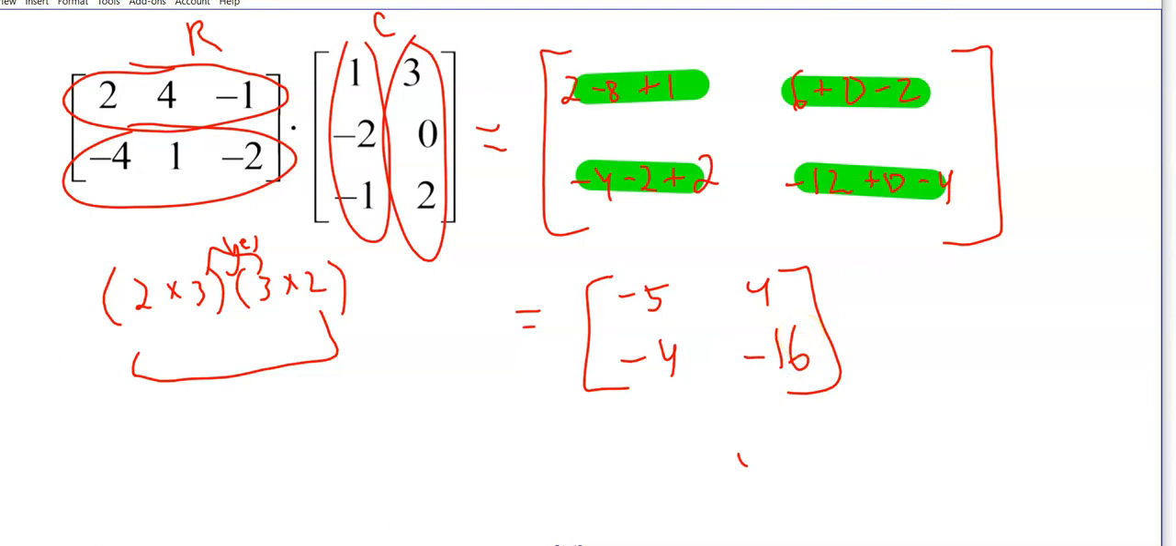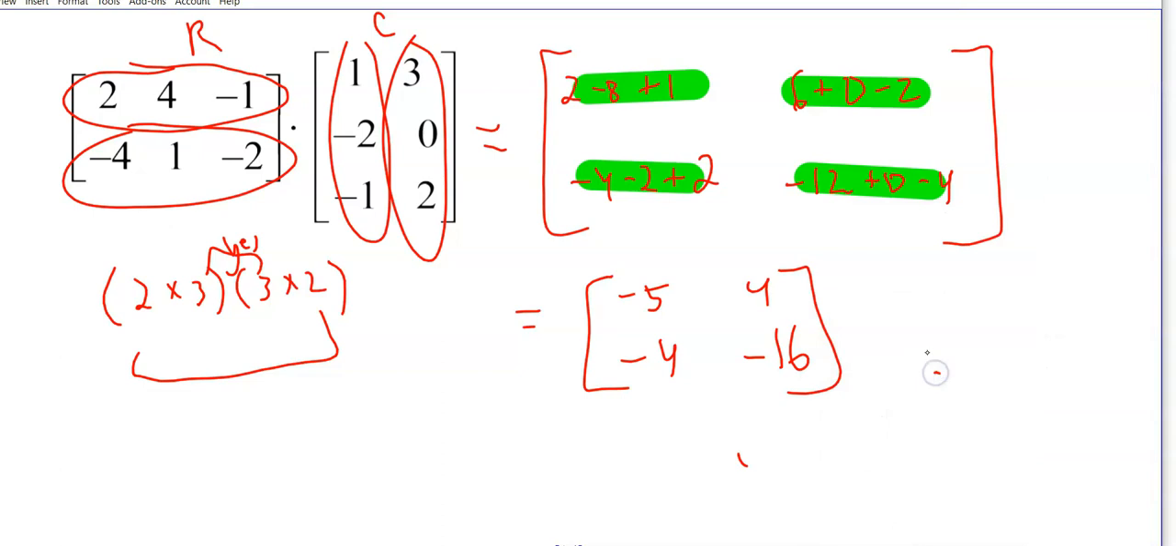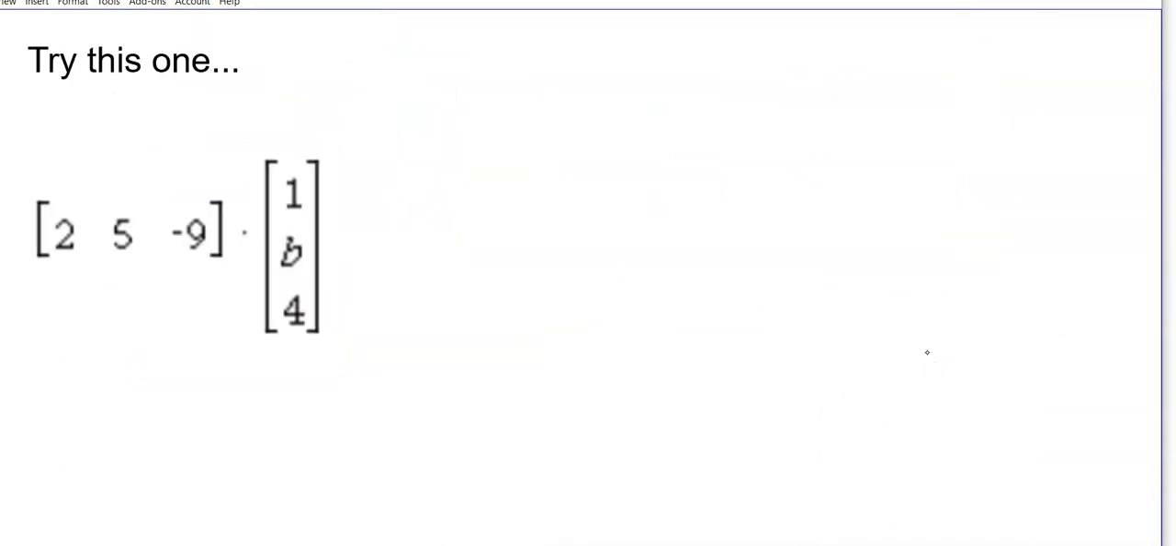So let's just try this. Didn't do so well last time. Let's try it this time. So actually, I'm going to copy and paste, delete the first matrix, put a times sign here, copy and paste, delete that one. Okay. -5, -4, 4, -16. Ah, got it. Okay. So I thought it went a little better that time.